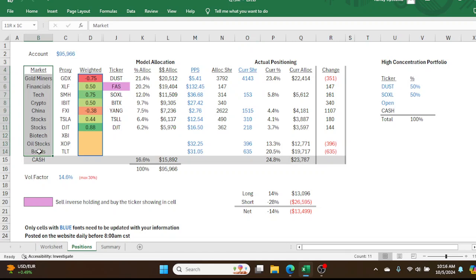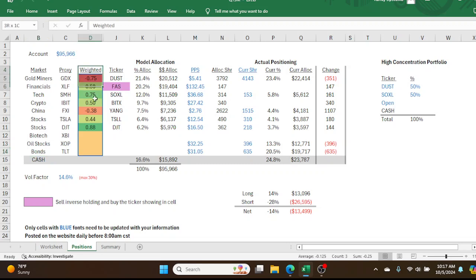You've got the different markets. The reason we call ourselves a macro shop is because you've really got everything here. Could you get more granular? Sure, but you wouldn't have the leveraged instruments with the volume. We've basically got every area that has a leveraged instrument with good volume in our model. Gold miners, financials, tech, crypto, China. We got 2 stocks, Tesla and DJT. DJT will probably drop off after the election at some point. Biotech and oil stocks, and then bonds. So we've pretty much got everything.